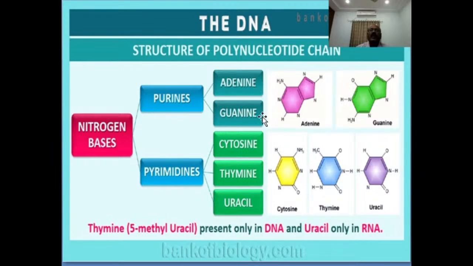So, adenine and guanine belong to purines, that means double ringed nitrogen bases. Cytosine, thymine, uracil, these 3 together are called pyrimidines, that means single ringed nitrogen bases. So a total of 5 types of nitrogen bases are present in nucleic acids, that means DNA and RNA.